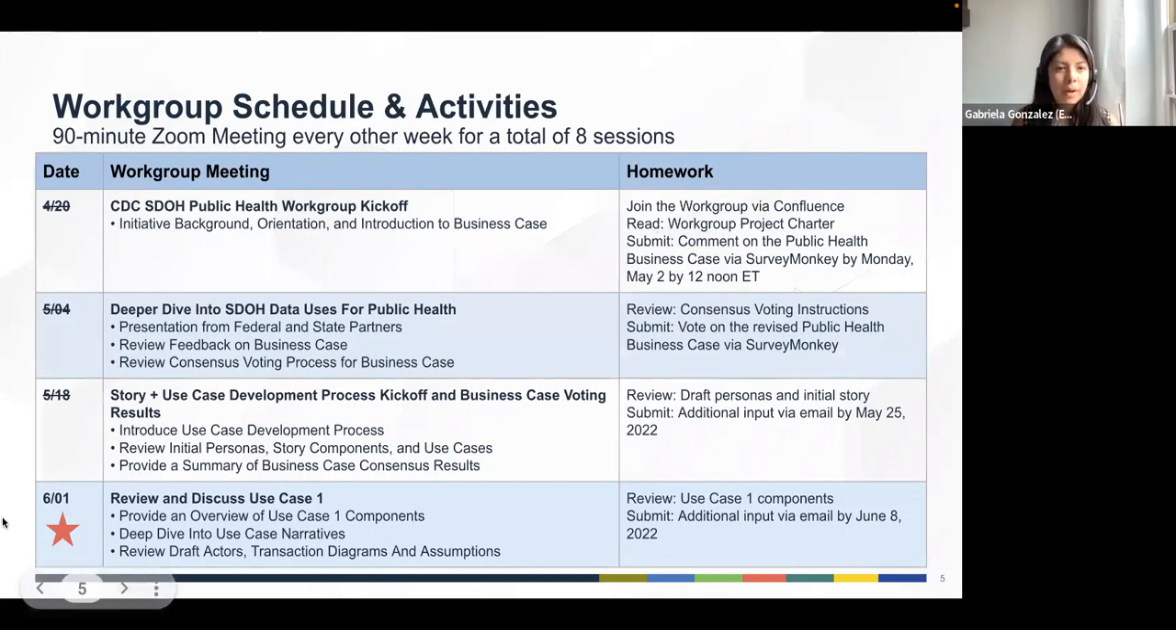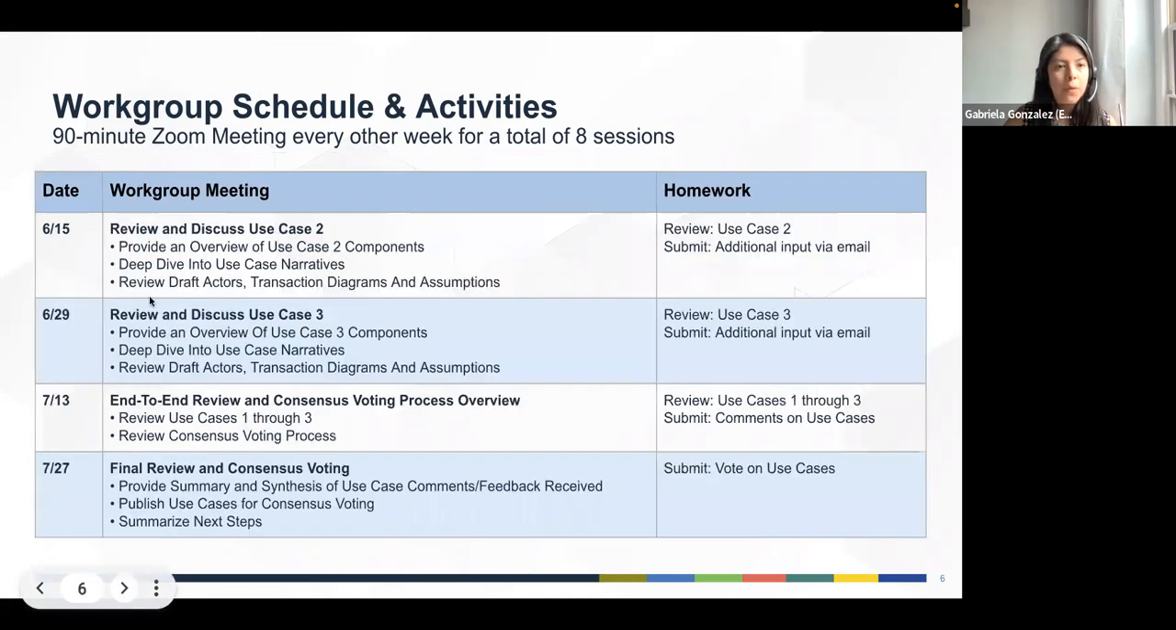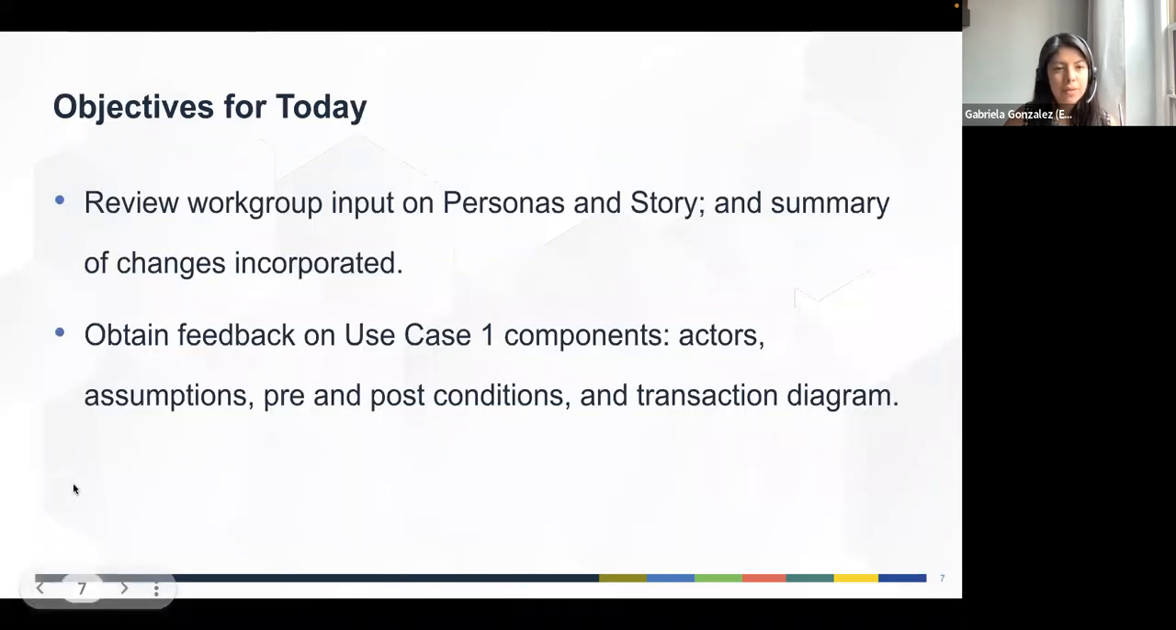As you are familiar, we usually review our schedule. So today we are here on June 1st, and we have 4 meetings remaining until the end of July. To zoom in on today's objectives, we are going to review the workgroup input on personas and story and provide a summary of the changes that have been incorporated. We will also want to obtain your live feedback on use case 1 components. Those include actors, assumptions, pre and post conditions, and transaction diagram.